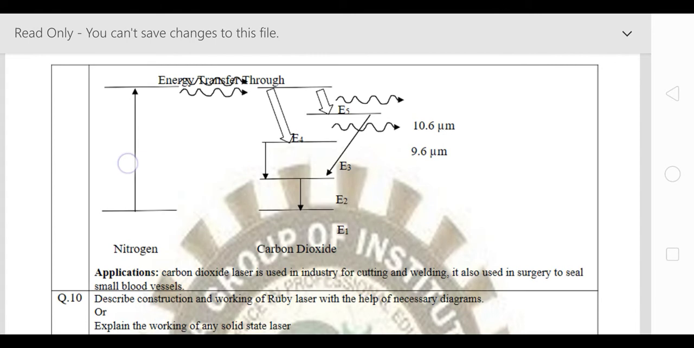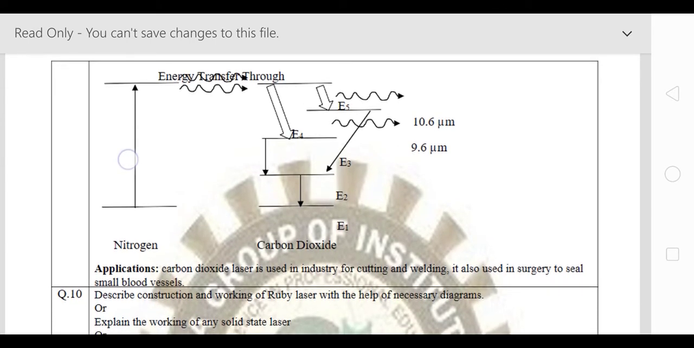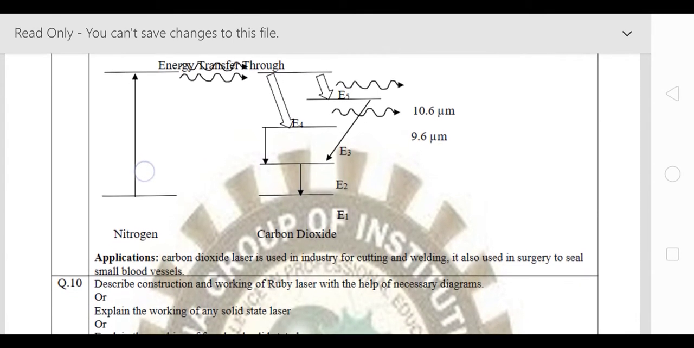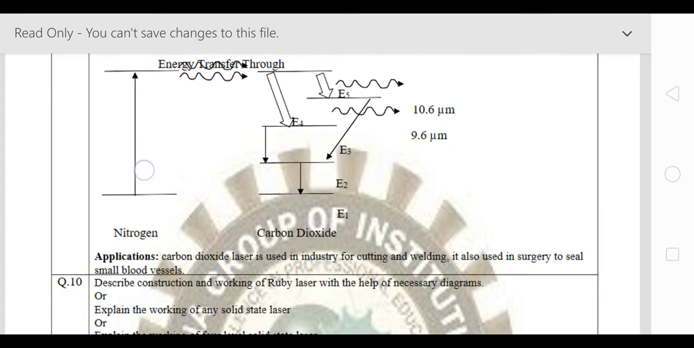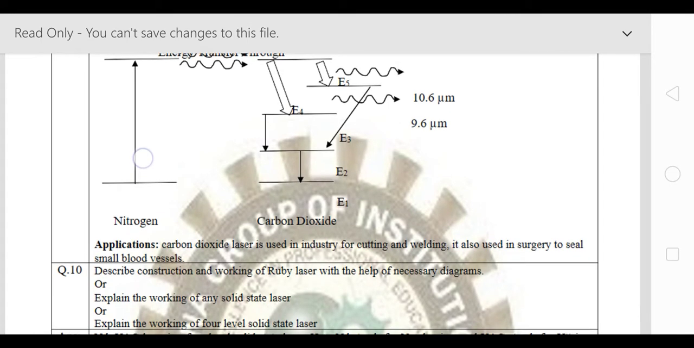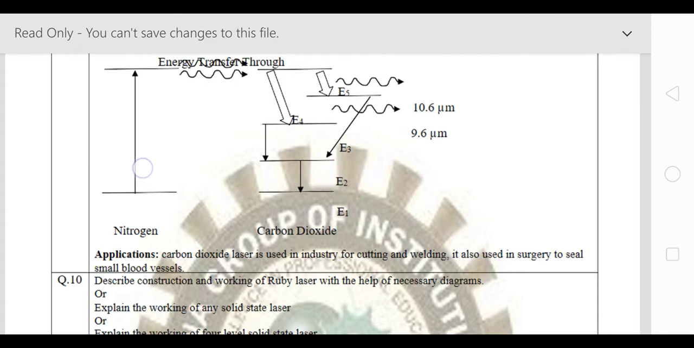When current passes through the discharge tube, the nitrogen molecules get excited to a metastable state, and these excited nitrogen molecules collide with carbon dioxide molecules, and the carbon dioxide molecules are excited to the E5 level of energy. Carbon dioxide molecules are also excited to the E5 level through collision with electrons of the discharge tube, and the energy levels between E3 and E4 act as a low metastable energy level.